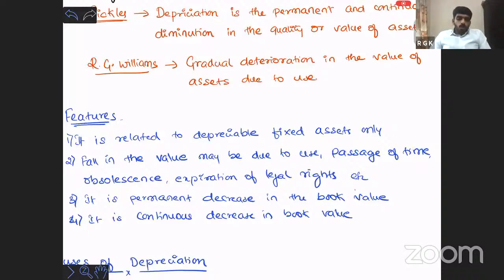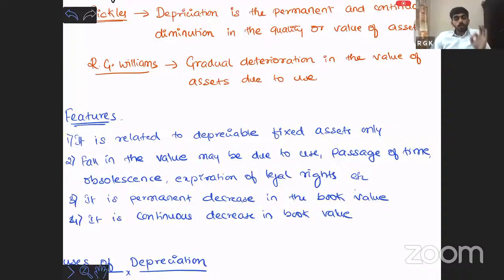Next one. What do you mean by depreciation? Now it gives the meaning. Fall in the value. So how may a fall in the value happen? It may happen due to usage. A machinery is purchased in the business. That machinery works in the business, and due to the usage of the machinery over a period of time, the value of the machinery goes on reducing. So this is one factor.